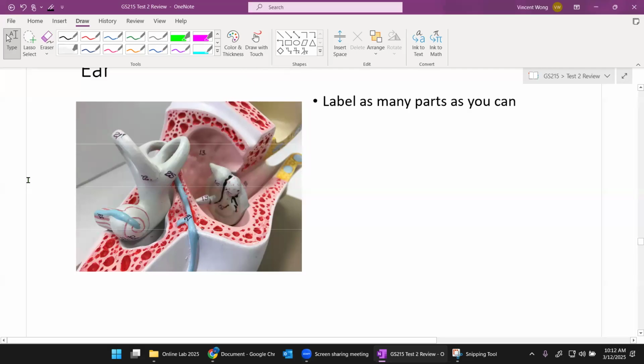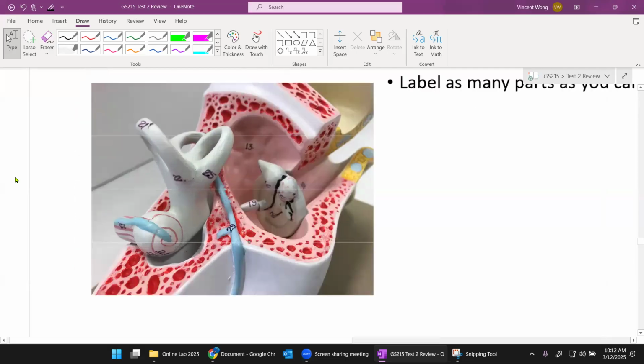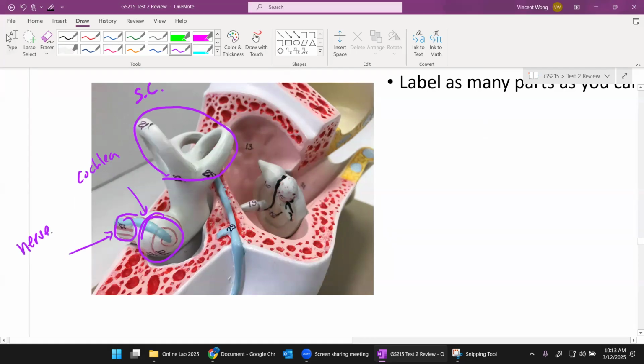Label as many parts as you can. Yeah, we can do that. Maybe I'll just do it verbally, all right? Because I don't want to write out all of the stuff again. Over here, semicircular canal. Semicircular canal. Cochlea here. You know what? It's okay. I'll write it out. That's the nerve I was talking about. Vestibulocochlear nerve.